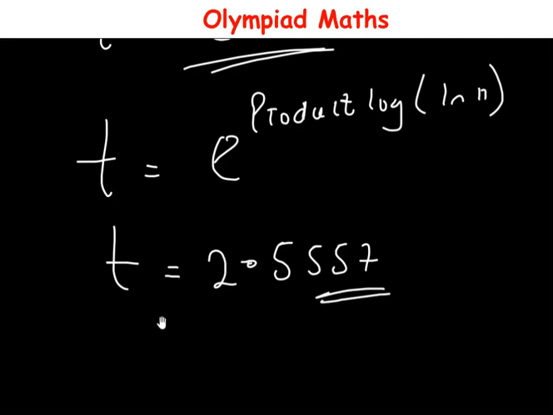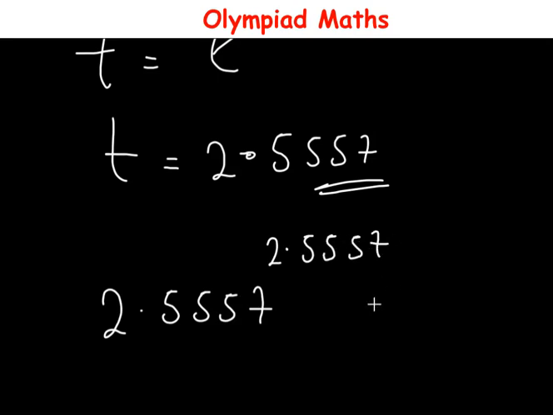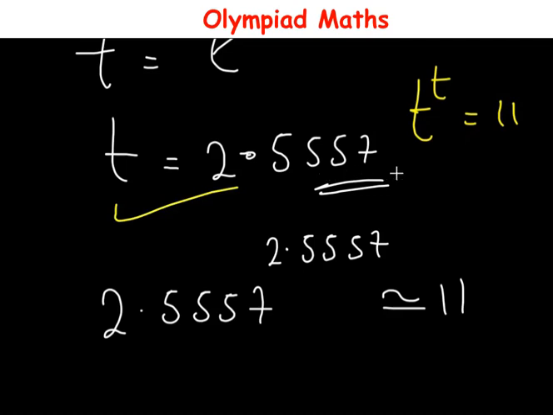So this means that once you raise 2.5557 to 2.5557, you will get the value to approximately equal 11. The value of t that will satisfy this equation is 2.5557.